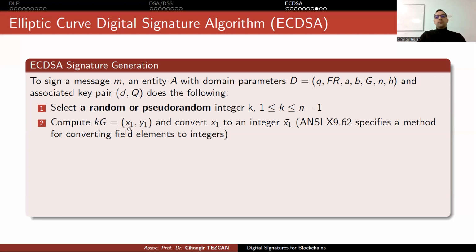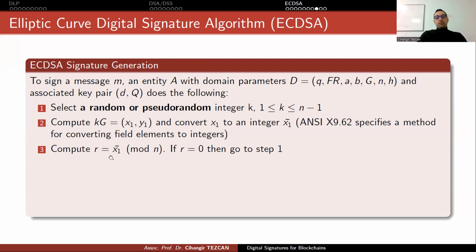So I obtain the coordinates. But since these are field elements, I should represent them as an integer. So I should choose a way to represent it, and there's a very simple transformation here. This is explained in the ANSI standard, so nothing that important, okay? But since we are moving from field elements to integers, you have to make a proper conversion. So these bars actually represent integers, okay?